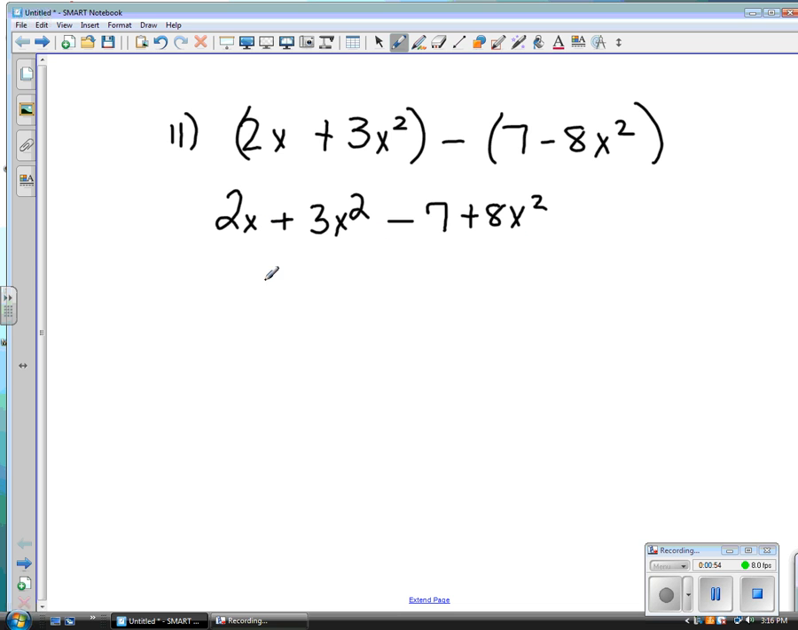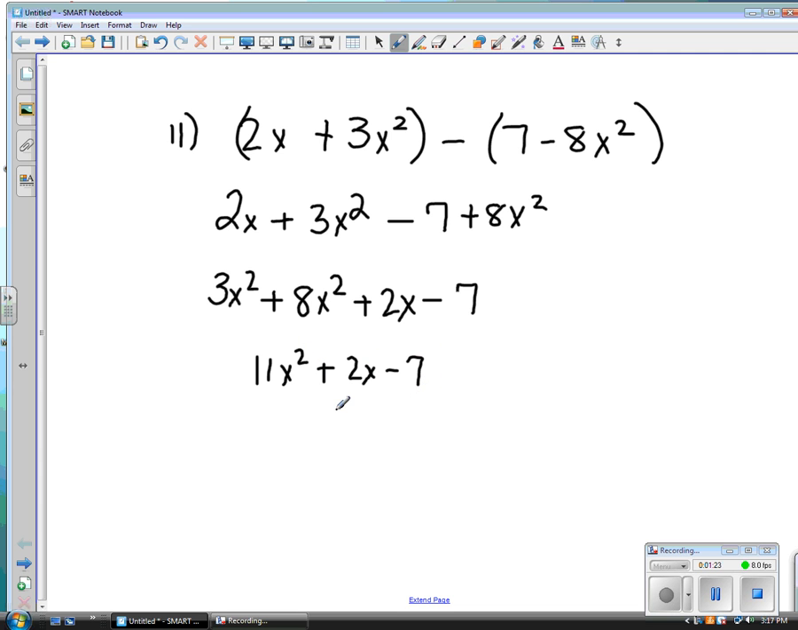Now I'm going to rearrange these using the commutative property. So that's 3x squared. It's positive because of this plus 8x squared plus 2x. I'm using plus because that's a positive 2x minus 7. Now I'm going to combine any terms that are alike. So I get 11x squared plus 2x minus 7.